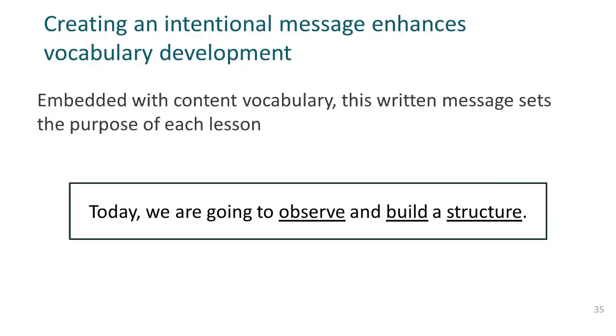Now, in terms of the PoLL strategies, one of the most important elements is what we call intentional messages. They are embedded with content vocabulary and precede each of our activities or lessons. The one you see here is, "Today we are going to observe and build a structure." We go over that with the children. The children are part of that, and they know what we're about to do. You see three really important key vocabulary words in here: observe, build, and structure. Not necessarily simple, short words, but important words that have meaning to kids.